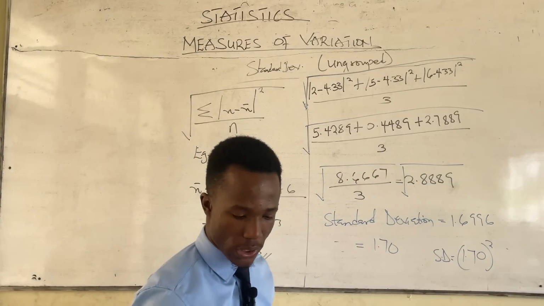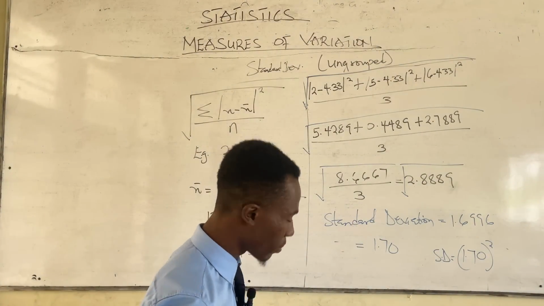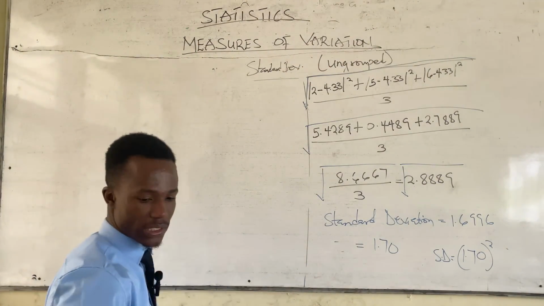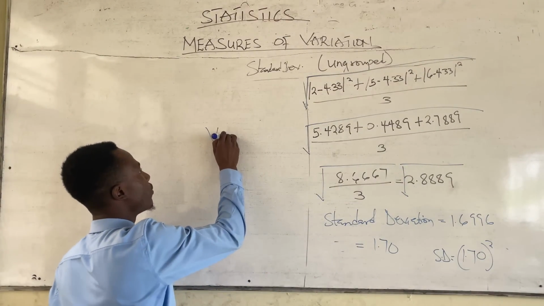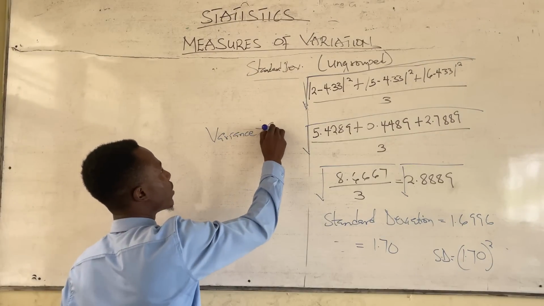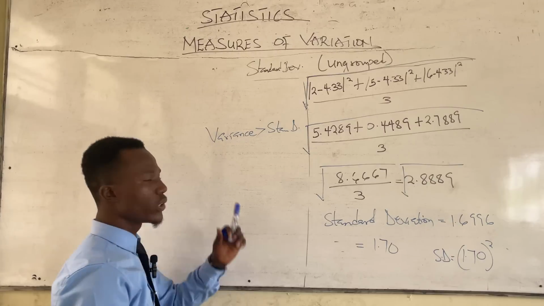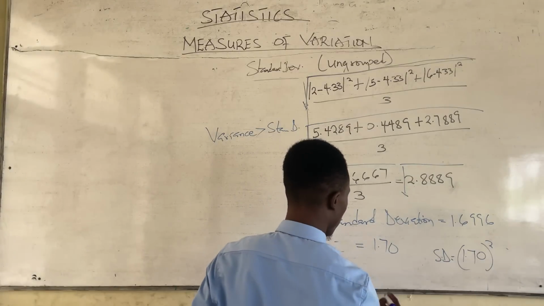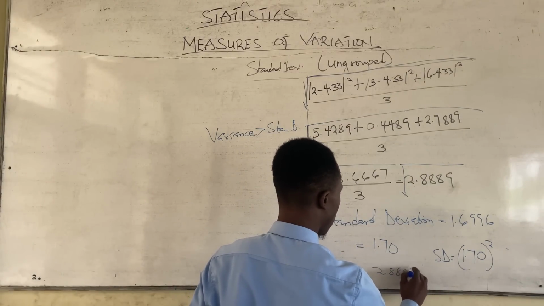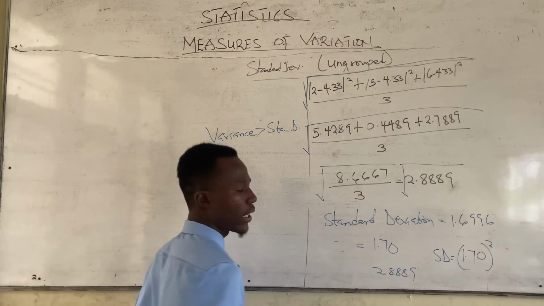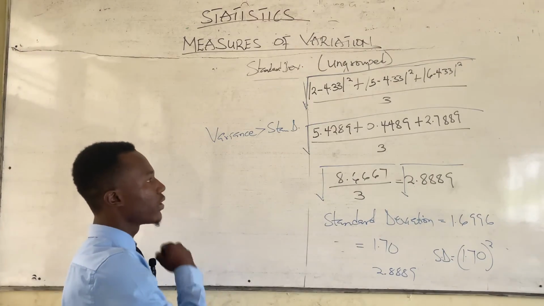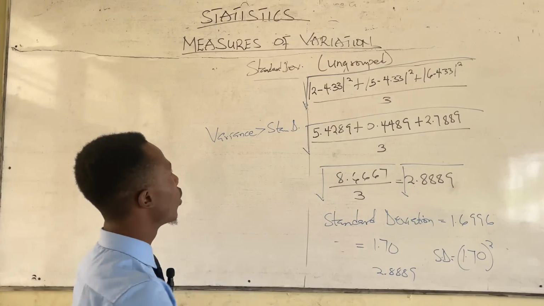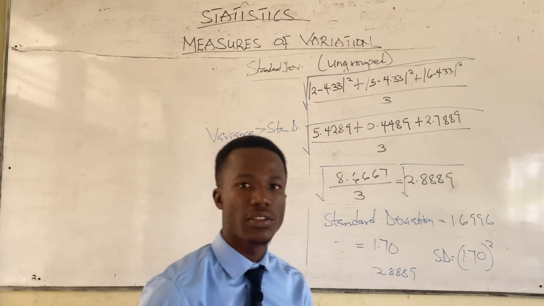Okay, then let's also look at another relationship we can talk about. Have this in mind that always your variance is greater than the standard deviation. If you see the standard deviation is 1.70, but when you square it, you get 2.8889, and this is the variance. So always variance is greater than standard deviation. There is no way your standard deviation will be greater than your variance.